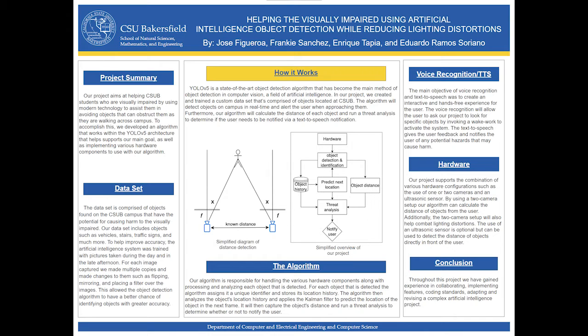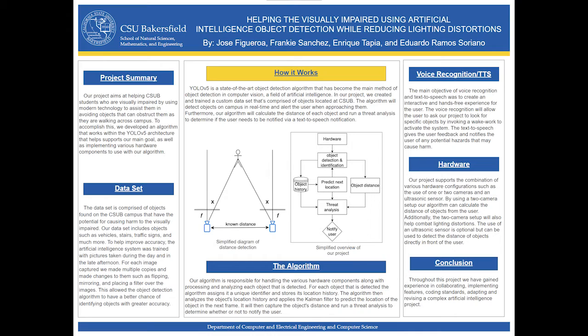Here you will see two pictures. On the left-hand side is a simple overview of how we were able to capture the distance of an object relative to the user. By using two cameras and then analyzing where the object sits on both frames, we were able to do some math to determine how far the object is. On the right side, there is a simplified overview of our project.